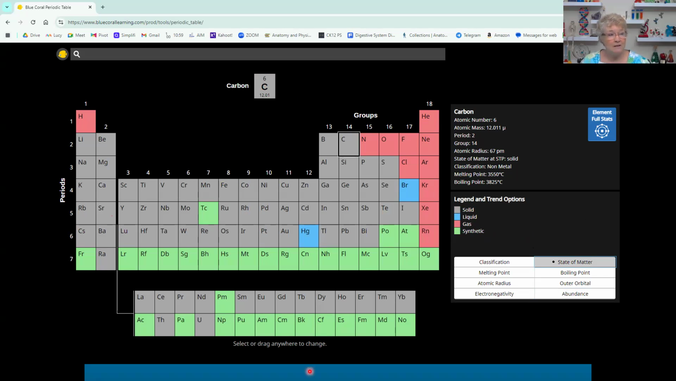That's pretty interesting. What does synthetic mean? The green. Oh, synthetic. Yes. Synthetic means it's made in a lab. And you can't find it in nature. Those are either not found in nature or they're found in such tiny amounts that they're almost insignificant. All right. Anybody have any questions about the periodic table?